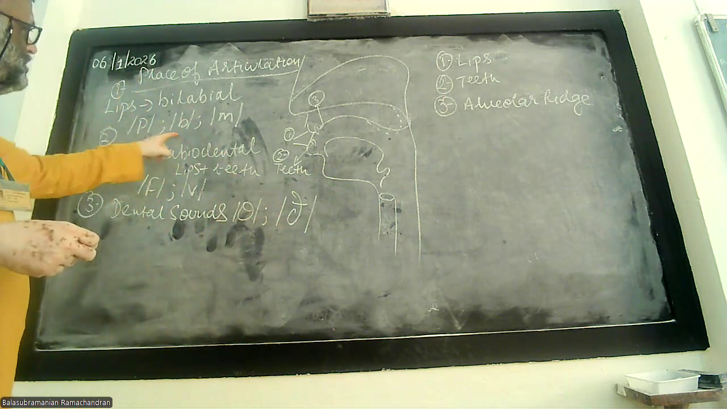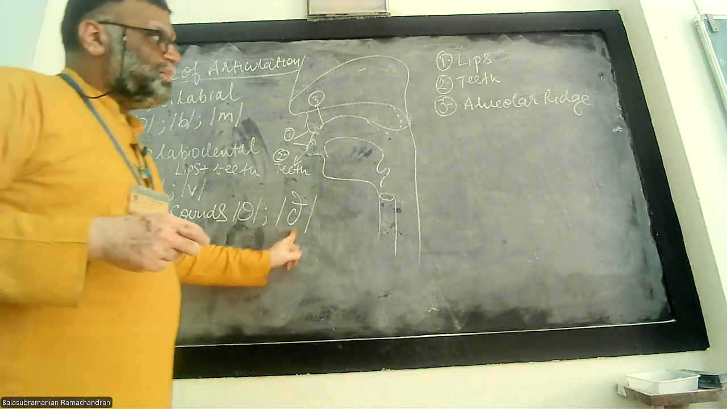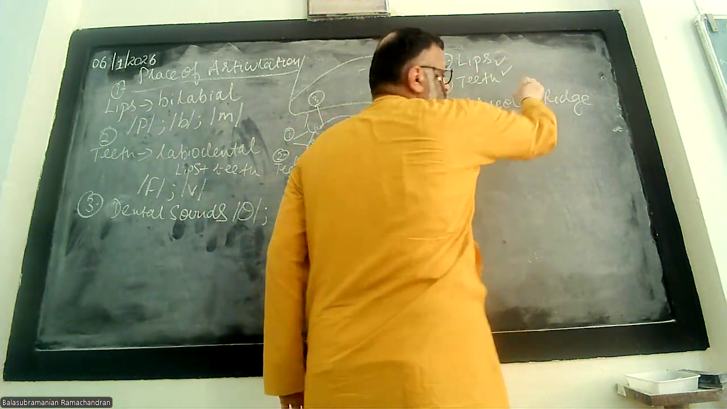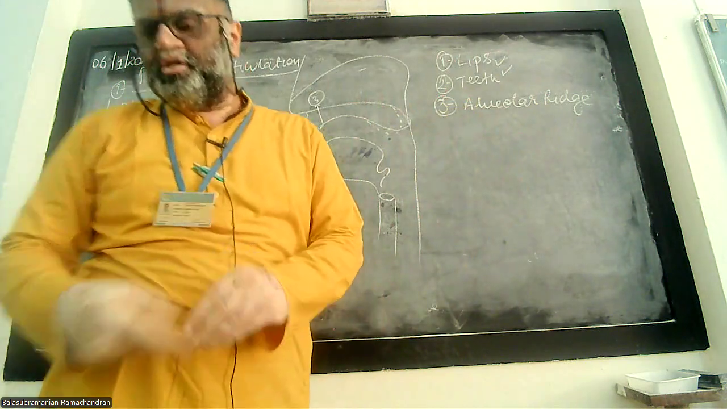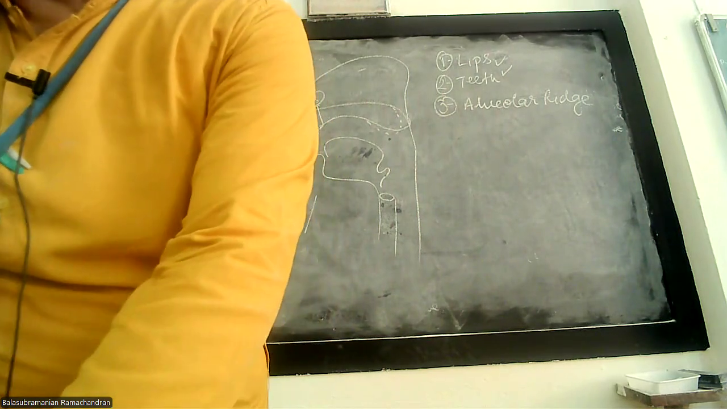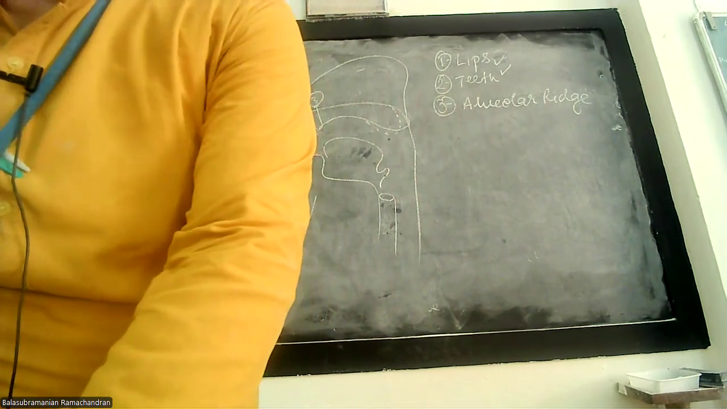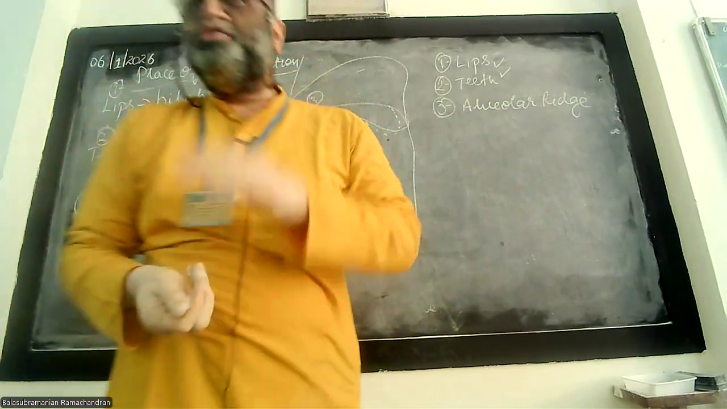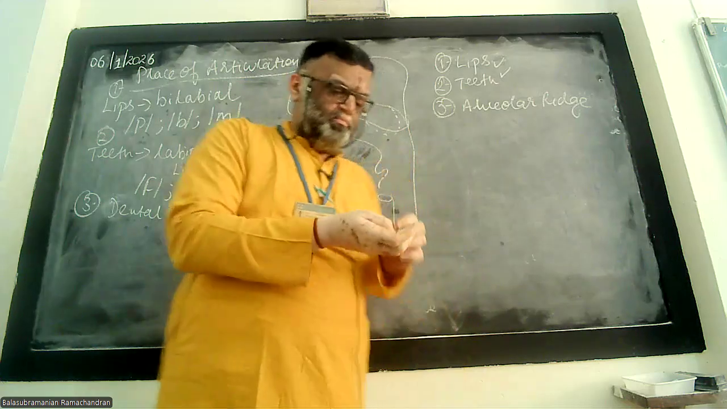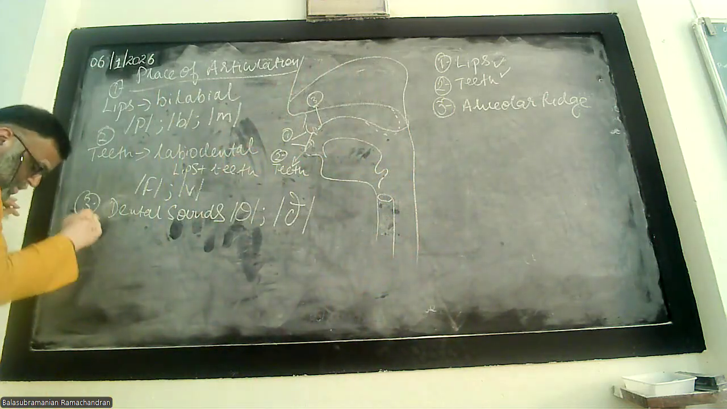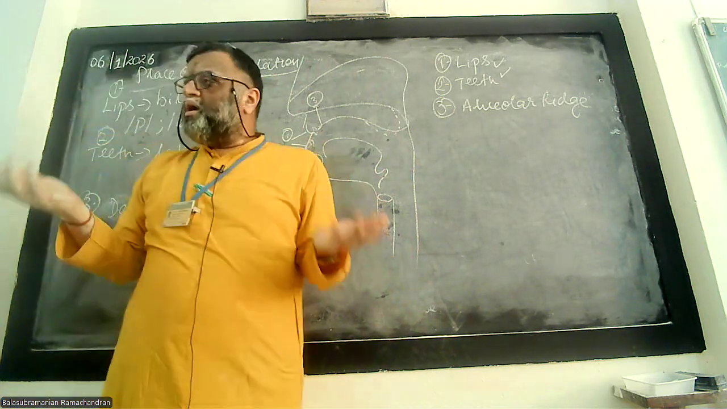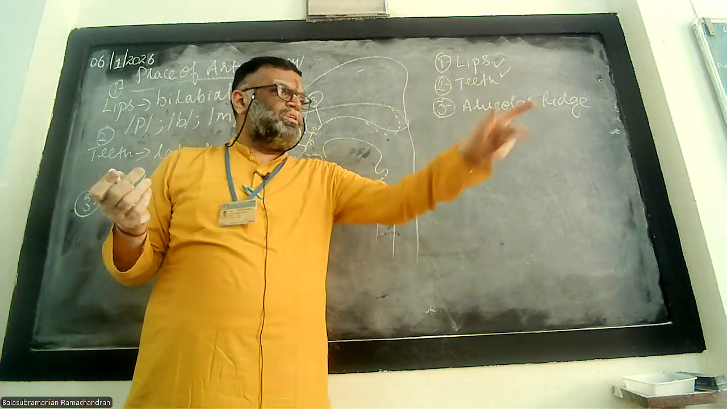Okay, so how many have we covered? 1, 2, 3, 4, 5, 6, 7. So we come to lips and teeth. We come to the alveolar ridge. Now when we come to the alveolar ridge, be very clear about this. The alveolar ridge is obviously involved in the production of sounds, but only with the action of the tongue. So any sound which is produced with the help of the alveolar ridge will be called as. Now I have a question here.